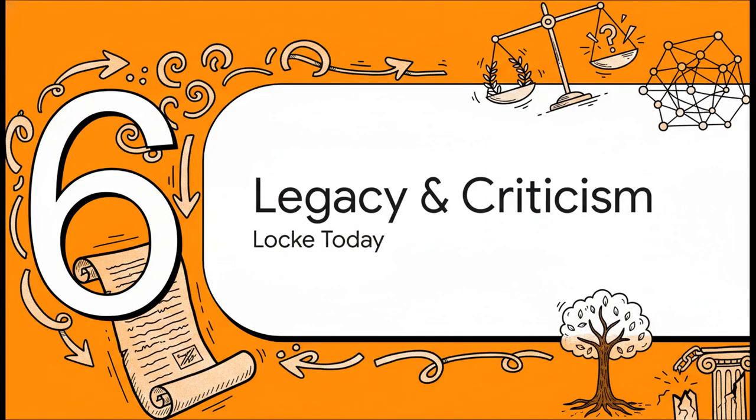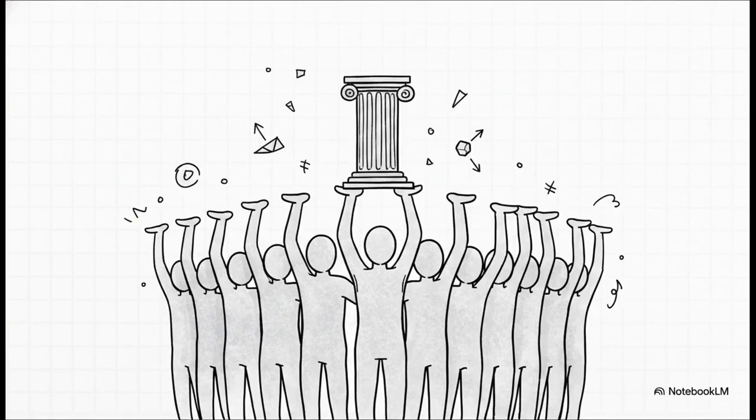Let's wrap up this explainer by looking at Section 6, Legacy and Criticism, and examine Locke today to see exactly how these foundational ideas hold up in our modern world. Ultimately, Locke's micro-theories of the malleable mind and personal property successfully built the macro framework for the modern liberal democracies we see today. His enduring legacy is the ideal of a small government with a very limited scope, acting not as a ruler, but as a mere support beam for the people.